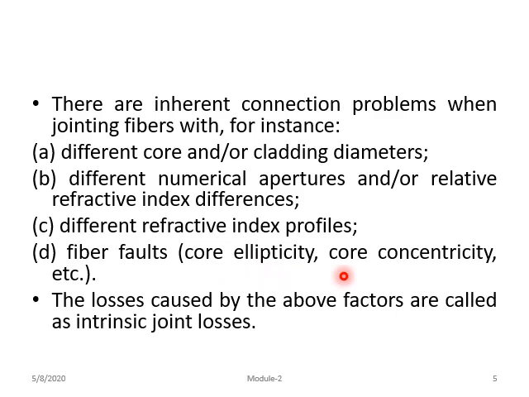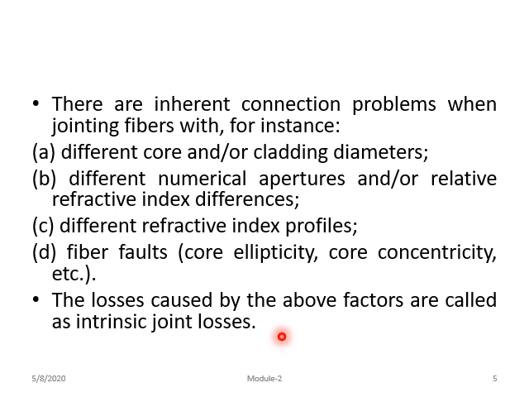Fiber faults are also problems when connecting fiber ends. Core ellipticity or core concentricity is also an issue with respect to fiber faults. So these different kinds of varieties, A, B, C, D, whatever I mentioned here, will always give connection problems whenever the fiber ends are joined. So the loss will be more because of all these reasons. The loss caused by the above factors is called intrinsic joint loss. That is one kind of joint loss.